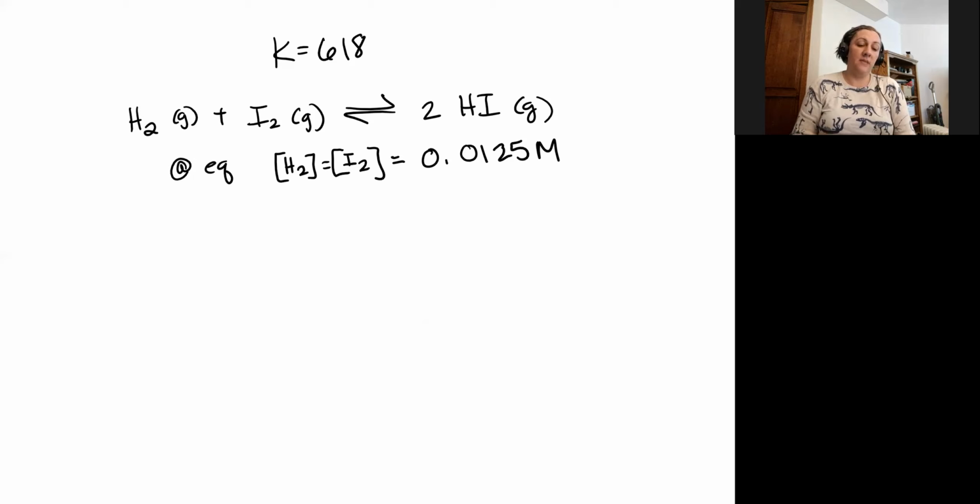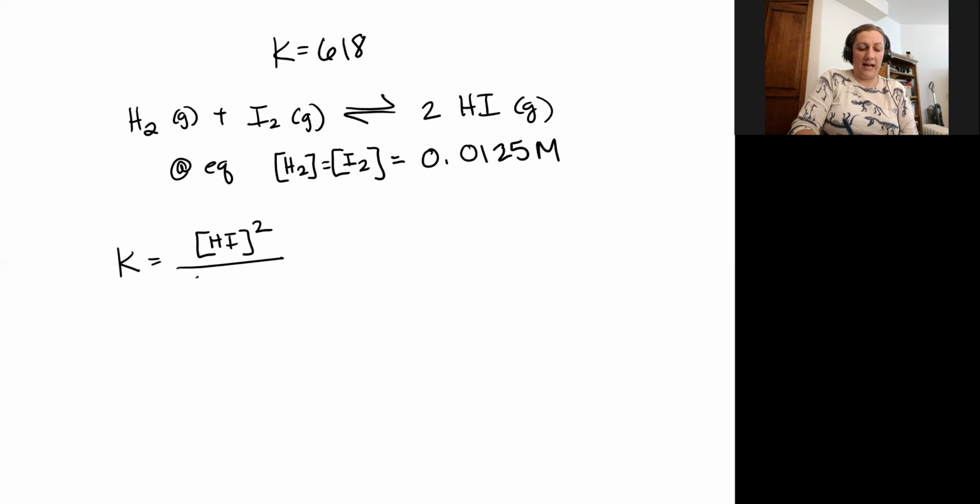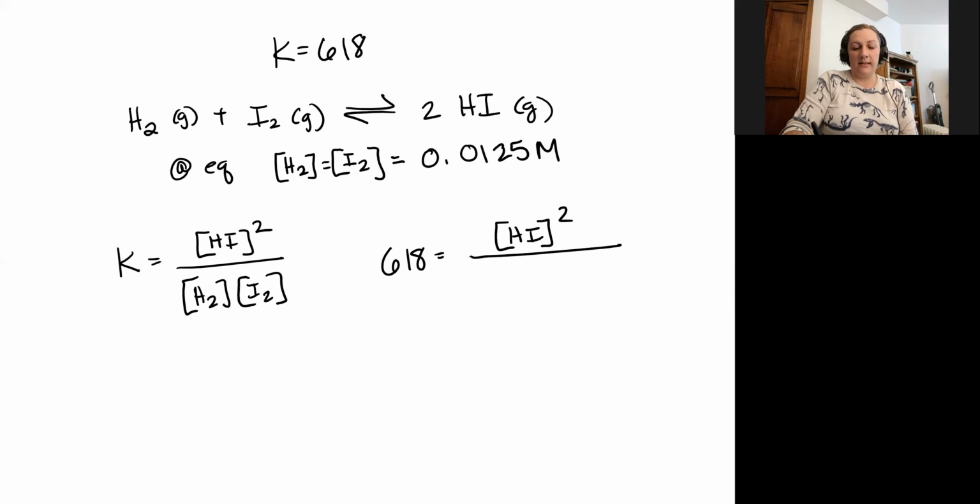Well, I can use this information to figure out what that concentration of hydrogen iodide I have in solution is. So I'll set up my equilibrium constant expression again, as I did before, with my products to the power of the coefficient in front of them over the reactants. And now I'll plug in the values that I know. This time I do know K, it's 618. I don't know the concentration of my hydrogen iodide. I'm curious about that. And I know the concentrations of my reactants, and I'll plug those in here.